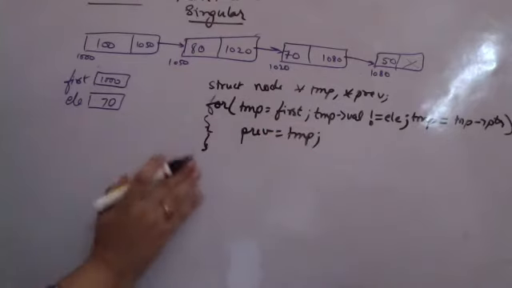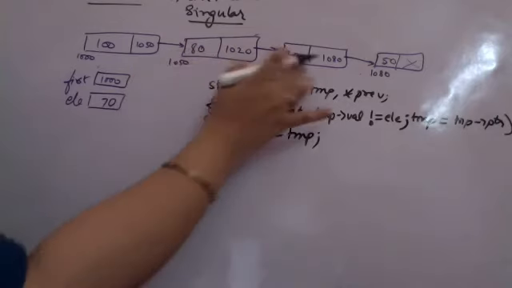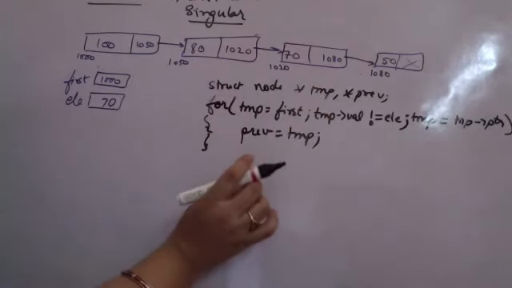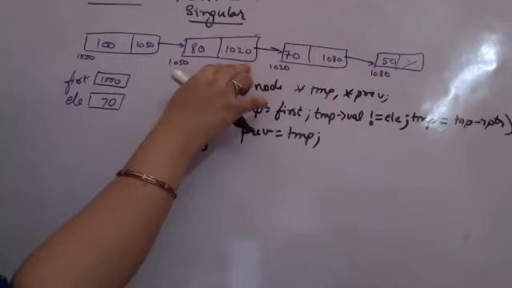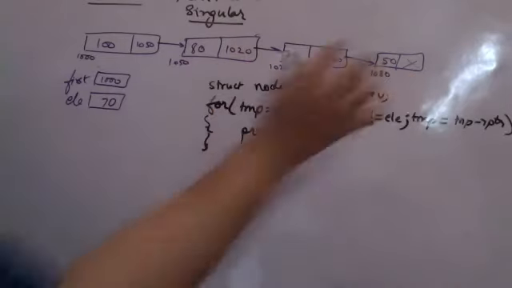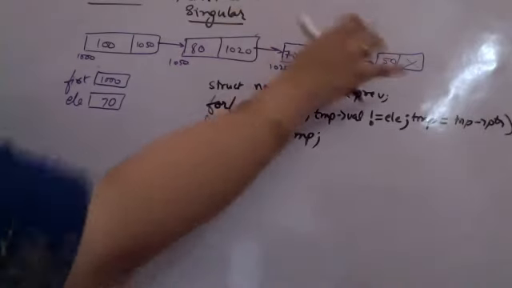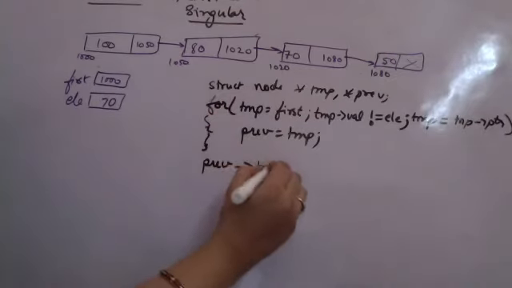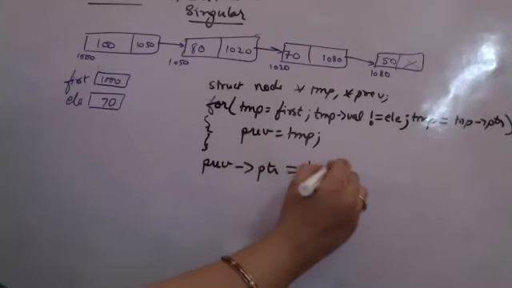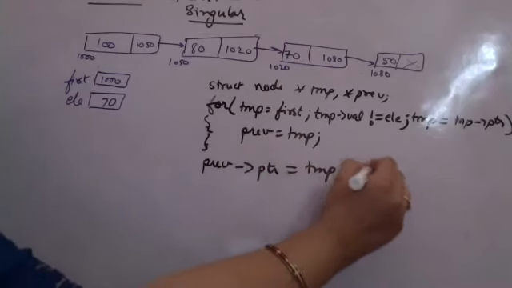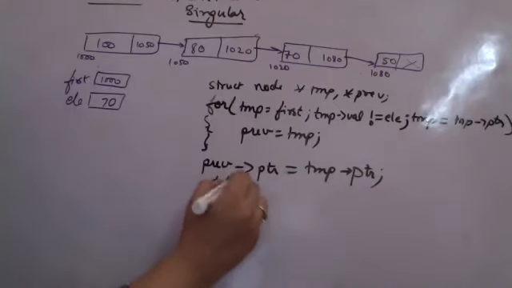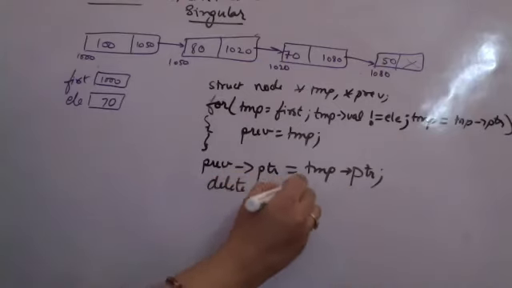Now after you will be out of the loop, previous will be this, temp will be this. So what we have to do is save temp's pointer in previous's pointer. So what we want to do is, I want to create the new link. So previous pointer should now point to temp pointer, and I can delete the memory which is stored in temp.